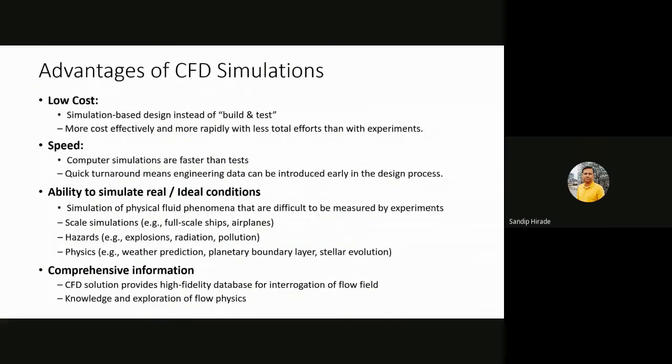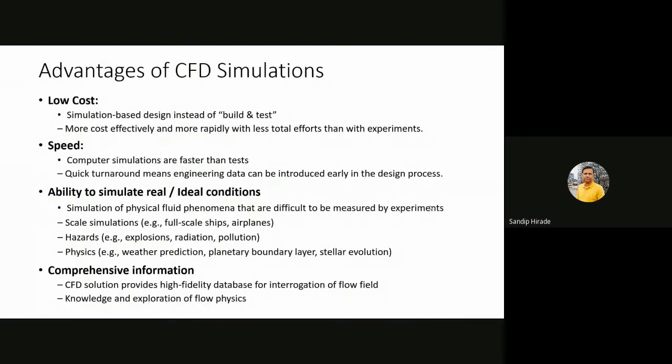So why will CFD give an advantage over the experiment? Once you have a good CFD model correlated with the experiment and the test data, then further simulations will have very low cost compared to test. So simulation is basically design instead of build and test. Simulation is also very fast.